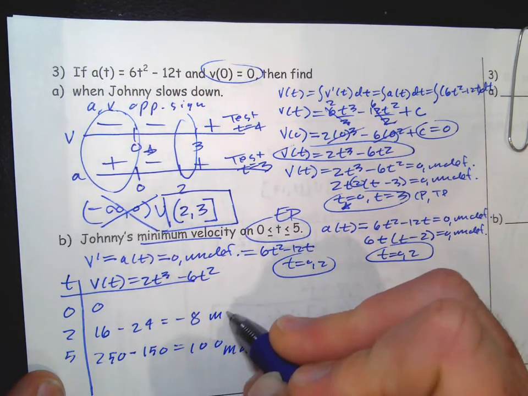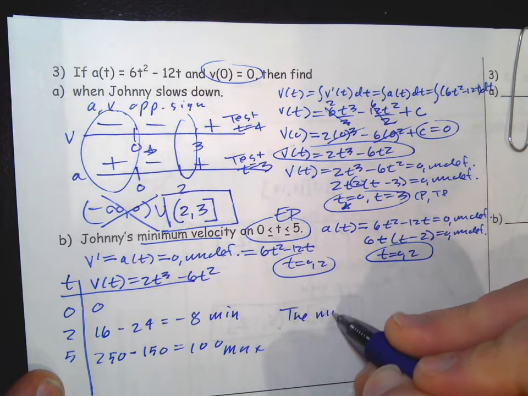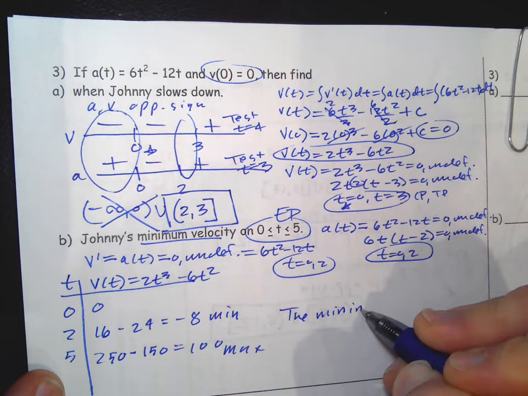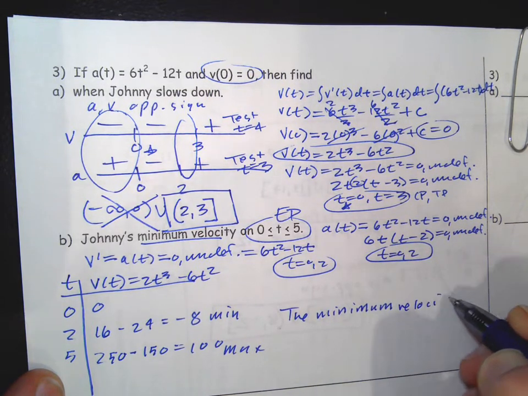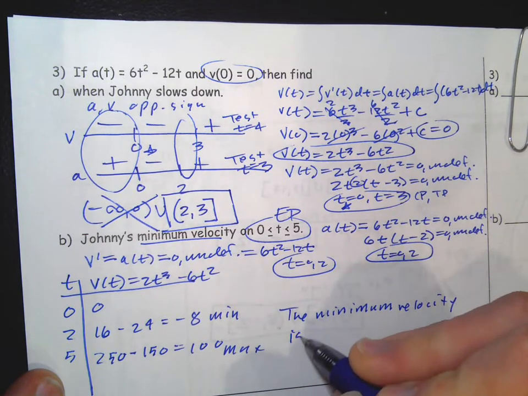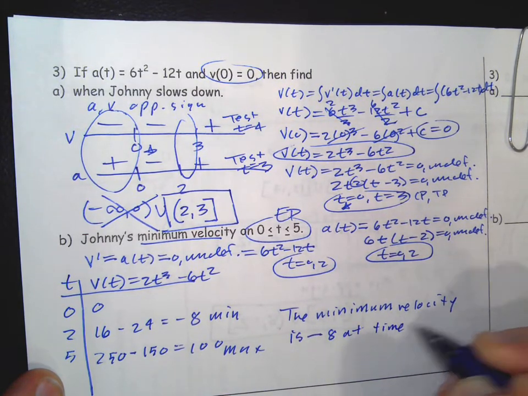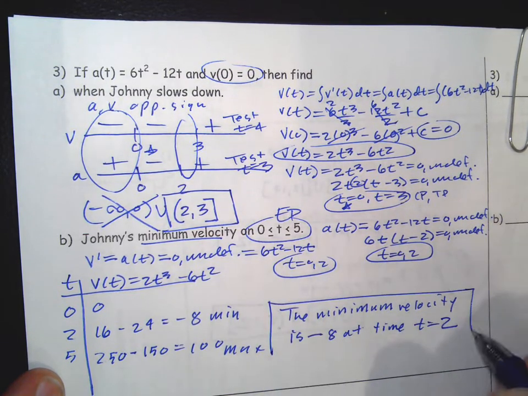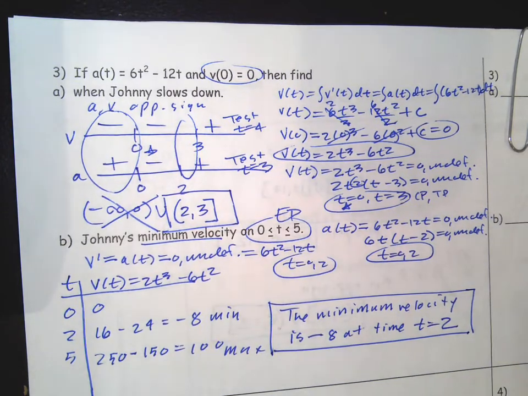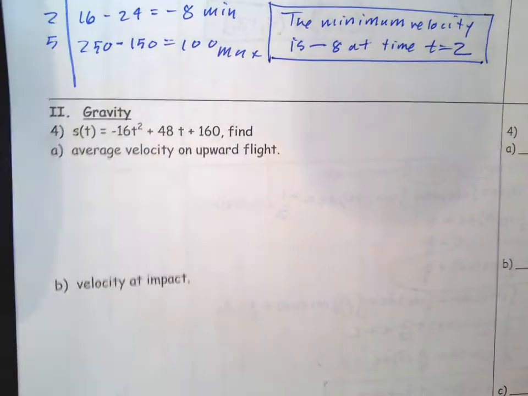This is your min. So the minimum velocity is negative 8 at time t equals 2. Nice solid answer. If you need a justification, say by extreme value theorem, checking endpoints and critical points. Feel the gravity in there.